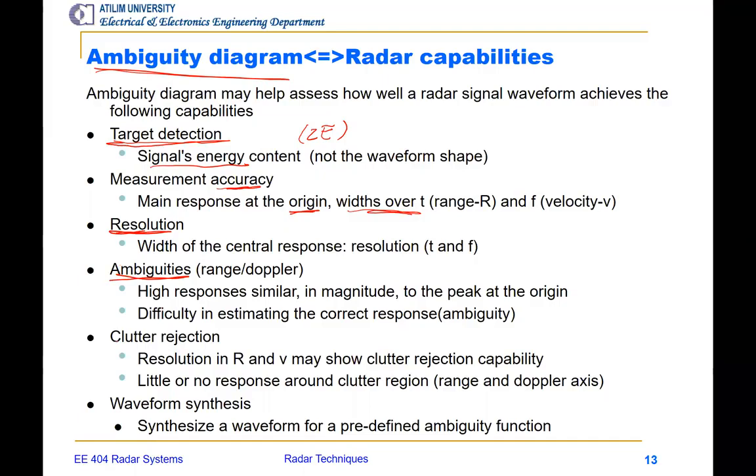It's also about the clutter rejection. If we know the clutter speed or range, then we can design the waveform in order to avoid clutters. So we simply synthesize a waveform for a predefined ambiguity function. So we can start with an ambiguity function and then synthesize our waveform.